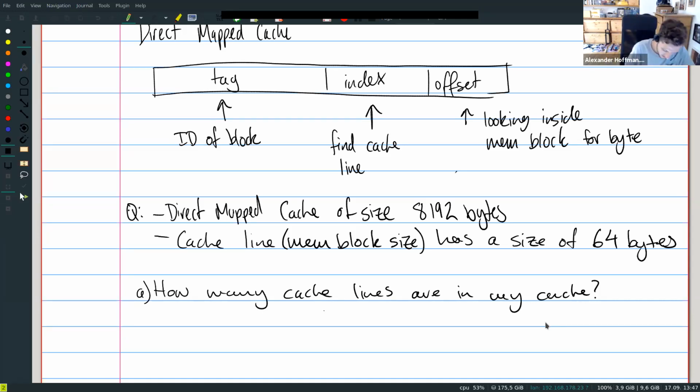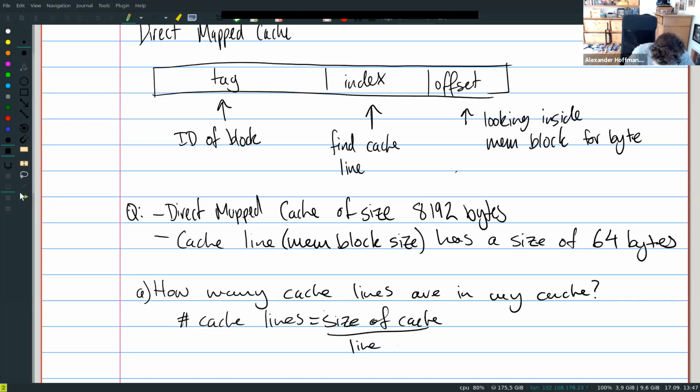Correct, exactly. So I'm just saying, the number of cache lines is simply the size of the cache divided by the line size. So we're dealing with 8192 divided by 64, and this gives us 128 lines.